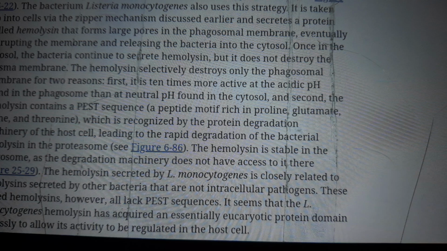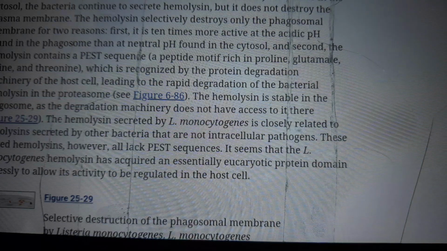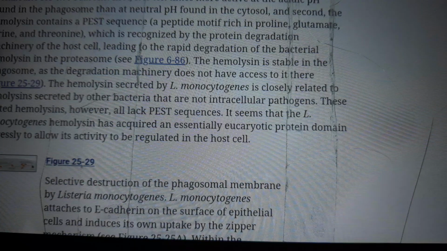Listeria is taken up into cells via the zipper mechanism and secretes a protein called hemolysin that forms large pores in the phagosomal membrane, eventually disrupting the membrane and releasing the bacteria into the cytosol. Once in the cytosol, the bacteria continue to secrete hemolysin, but it does not destroy the plasma membrane. The hemolysin selectively destroys only the phagosomal membrane for two reasons.